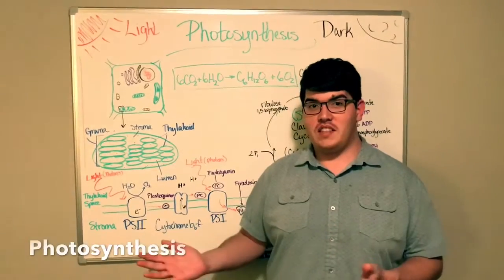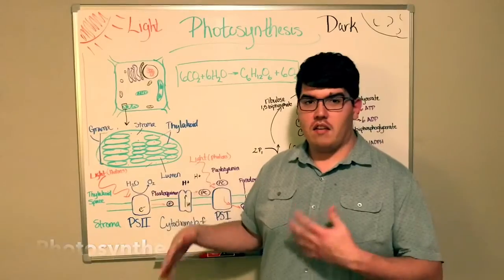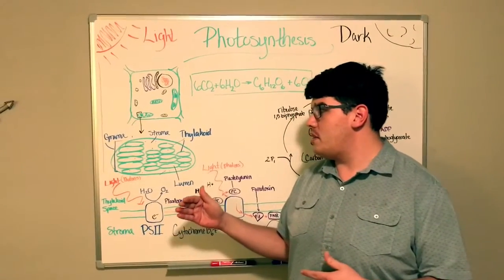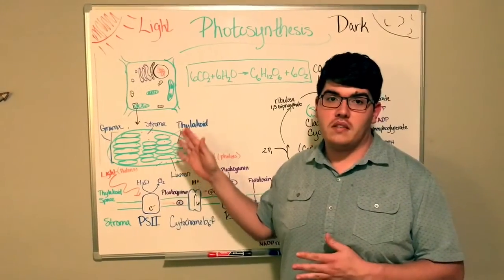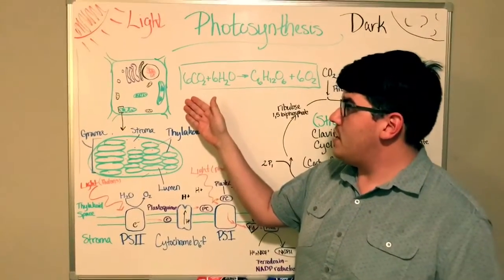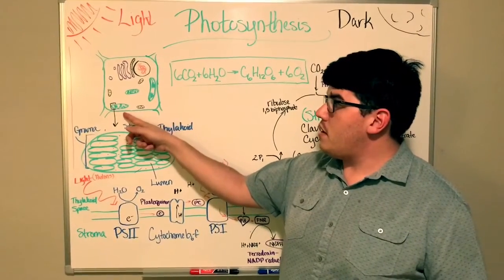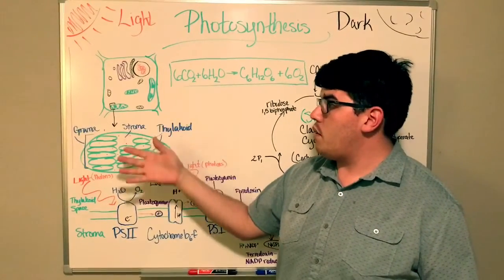Going over photosynthesis. Last time we went over ATP synthase. It's sort of adding a little bit of ATP synthase to a more complex system that happens in plant cells. This is a picture of a plant cell, and chloroplasts are the main component of photosynthesis.